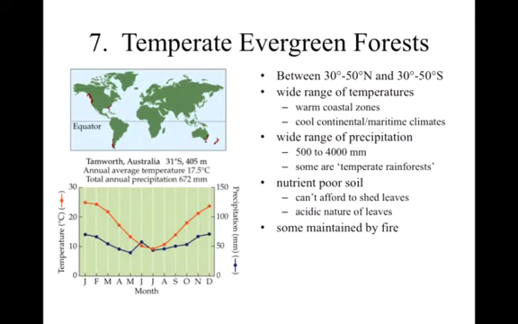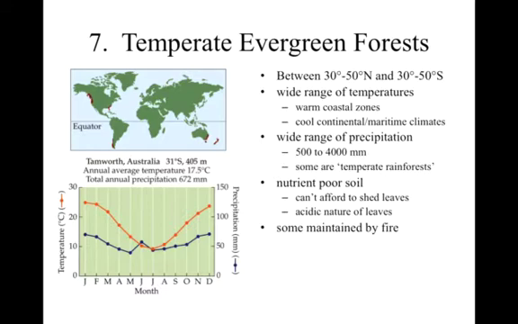Another type of biome is the temperate evergreen forests. So these occur between 30 and 50 degrees north and 30 and 50 degrees south. They occur over a very wide range of temperatures, from warm coastal zones, like in the low country, to cool continental maritime climates, way up into Washington State and British Columbia, even down in Australia and New Zealand. They also occur over a wide range of precipitation from 500 to 4,000 millimeters, and some are actually temperate rainforests. Again, like the name implies, they all occur in the temperate zone, but they can actually be rainforests. They get so much rain, and we see that along the coast on the Pacific side of the US.